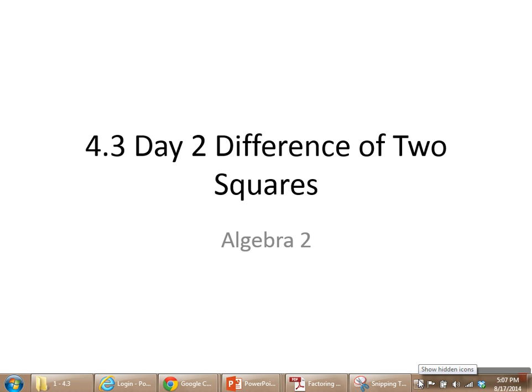Alright, now we're ready for 4-3, day 2. We're going to look at the difference of two squares. So again, we're going to be writing this on the left-hand side of the next set of pages in our interactive notebooks. If you don't have the sheet that was passed out in class today, then just go ahead and copy all of the notes into your notebook. If you have the sheet, then write on the sheet, and you can tape or glue it into your notebook page.